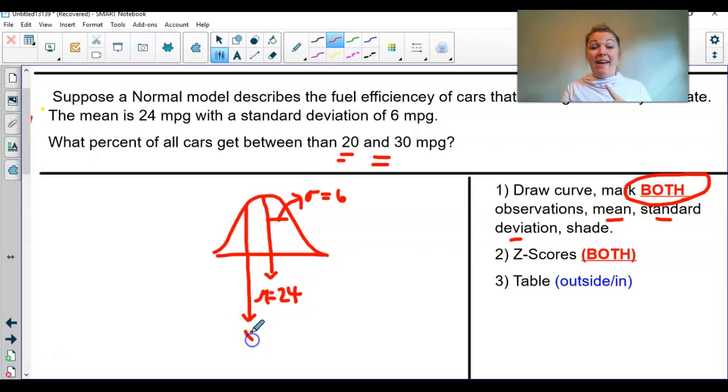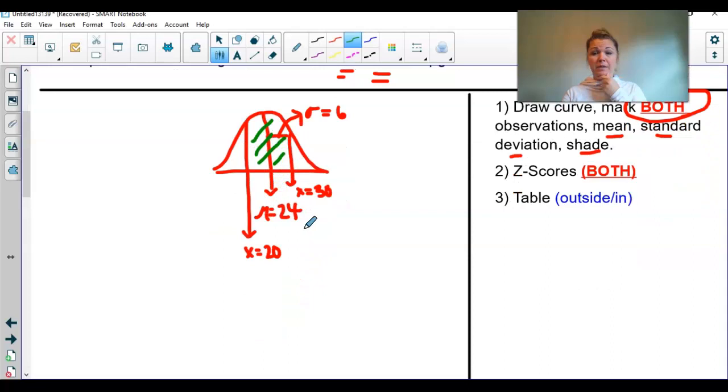So I call it X when we have that, because that's 1 observation. And then 30. And then finally it says shade. So we're wondering what percent of cars get the gas mileage between these 2 values. Okay, step 1 complete. Step 2, z-scores. We learned about z-scores in another slide.